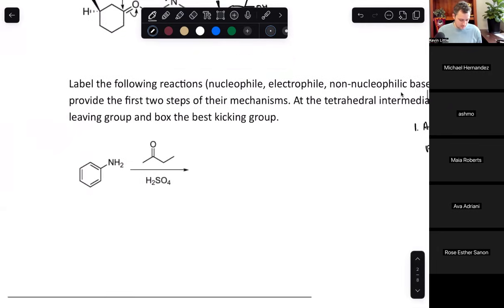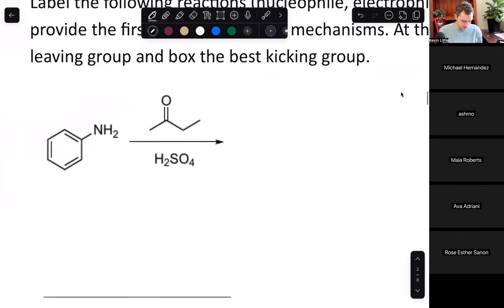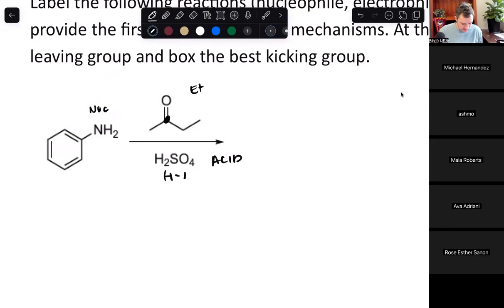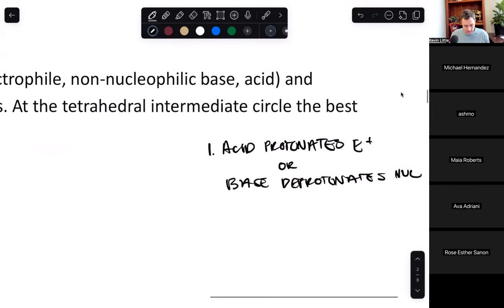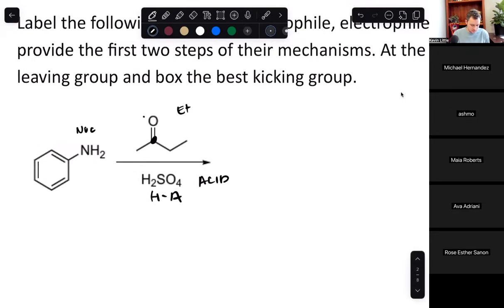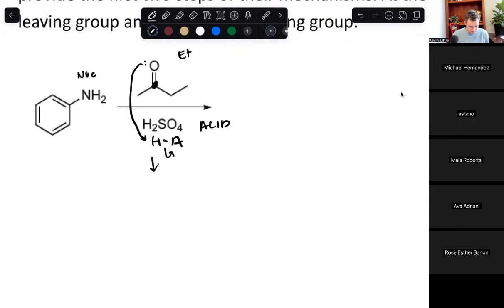So in this case, I have what's clear to me as a nucleophile. I see an electrophile on this carbon, and I see an acid. I'm going to go ahead and write HA out, just because H2SO4 can kind of be annoying to deal with. So step one, since I have an acid, acid protonates electrophile. Boom. So that's what I have. That's step one. Step two is nucleophile attack electrophile.